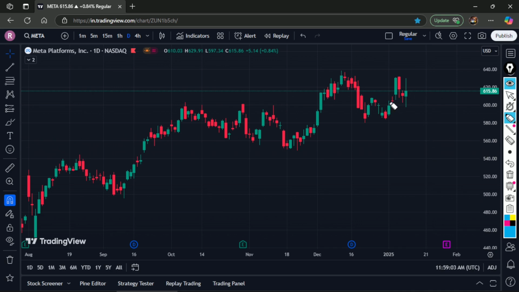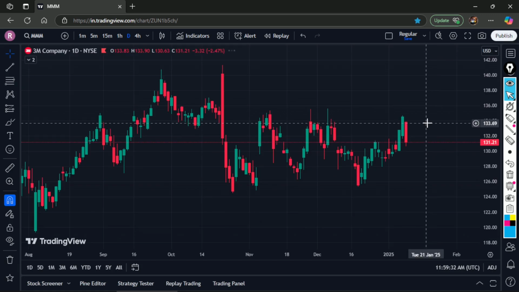Here in Meta, as we can see, it is in a range kind of scenario. We were planning for an upside scenario here, but what happened is that it has made a very big long candle. So we are just going to wait here for a closing either side, upside or downside. This is a wait and watch kind of scenario.